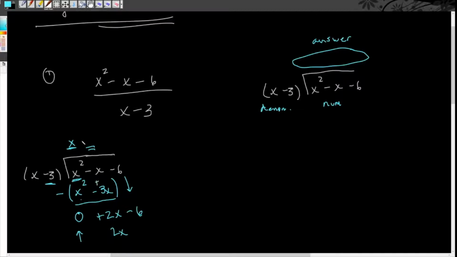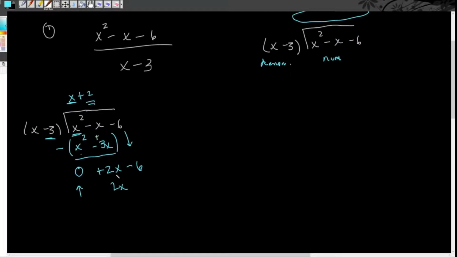Well, it must be 2. 2 times x equals 2x. So 2 times x equals 2x, I already wrote it. And then 2 times negative 3 is negative 6. And I'm going to subtract this off.